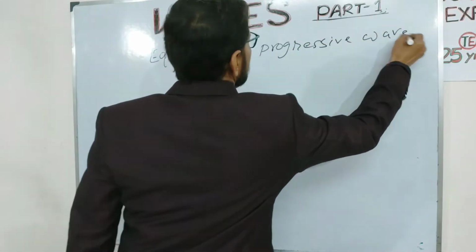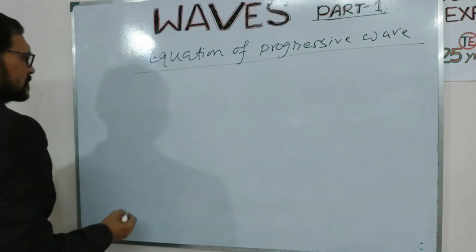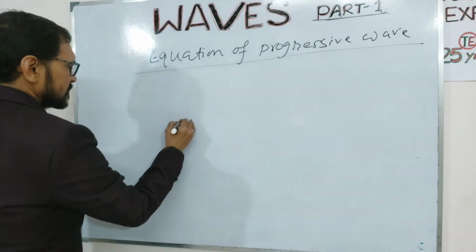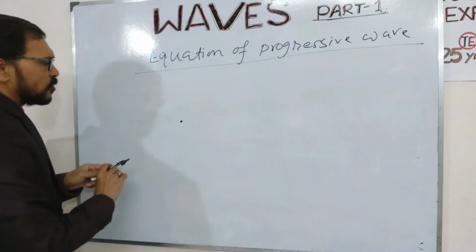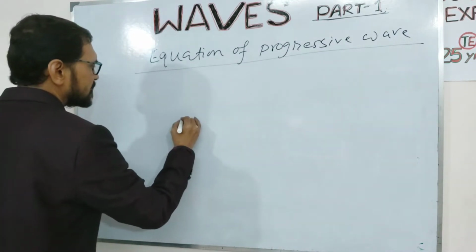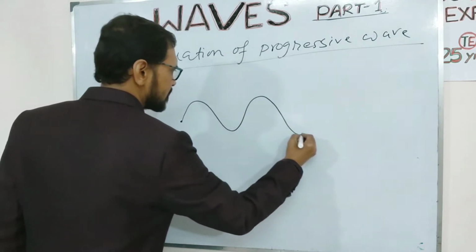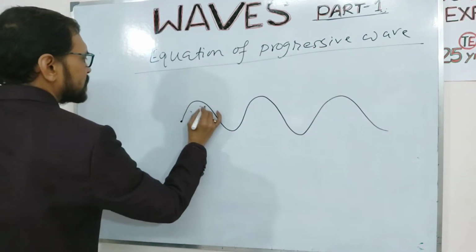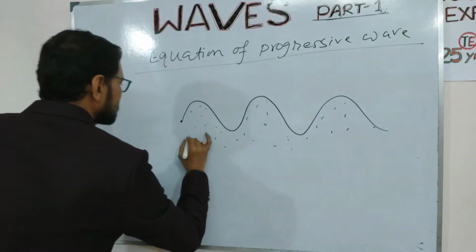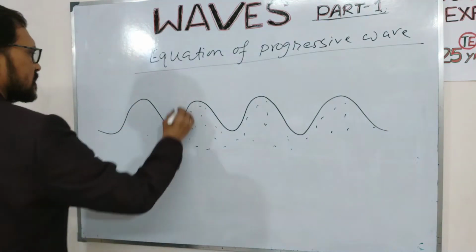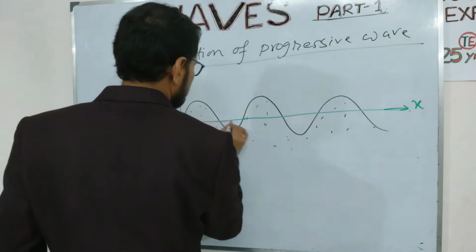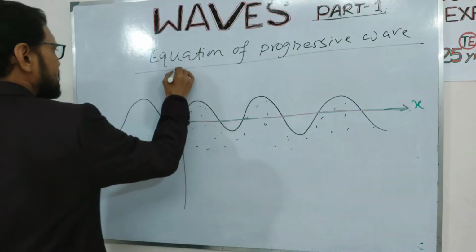Equation of progressive waves. Suppose here is a pond and we drop a stone at a point. Where the stone is dropped, this is the source of waves. So waves are formed in this way. This is a water particle. In this direction also, this is the source of waves. This is the x direction and this is the y direction.